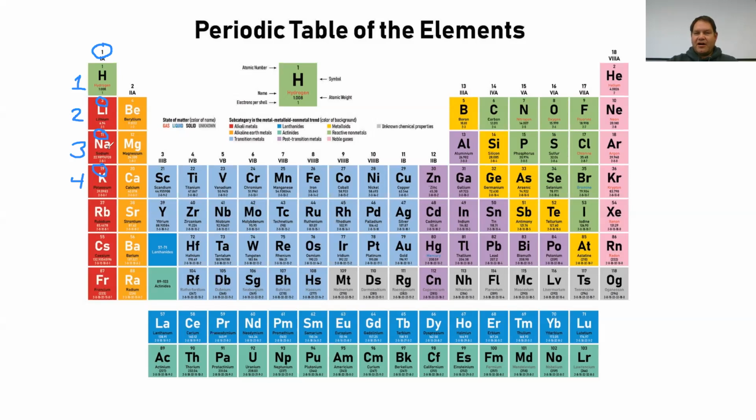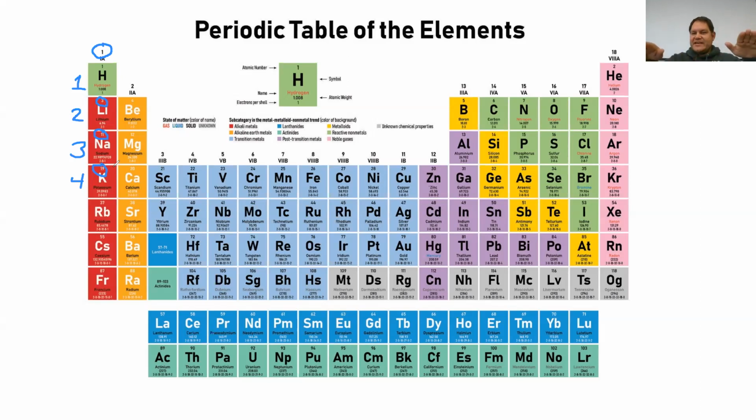And that's going to offset the increase in nuclear charge. Okay, hopefully that makes sense. Let me repeat that again. Yes, the nuclear charge is increasing as we're going down because we're adding more protons. But at the same time, the shielding effect is also increasing because we're adding more electrons to the core.